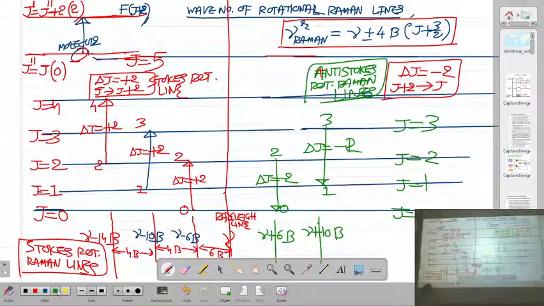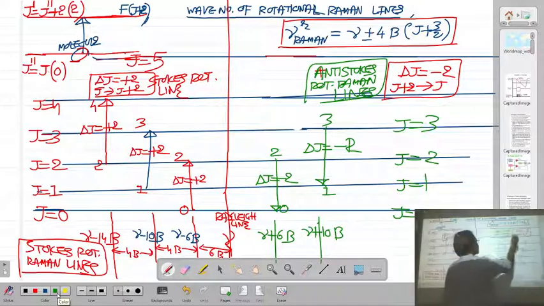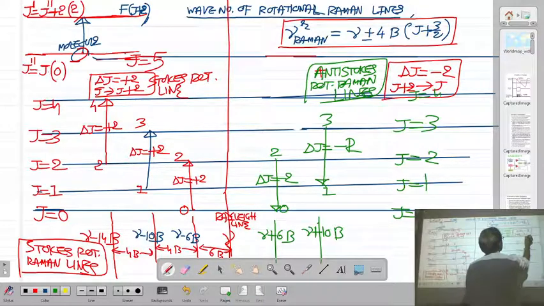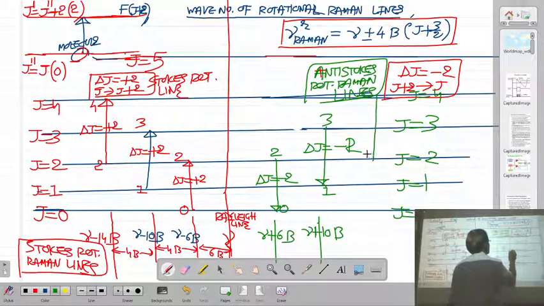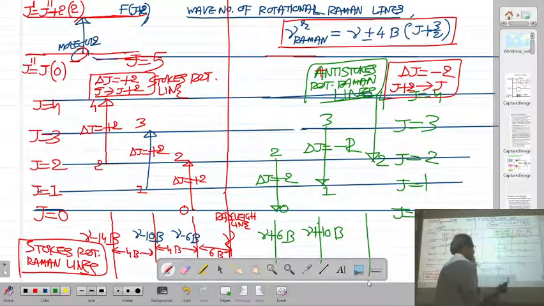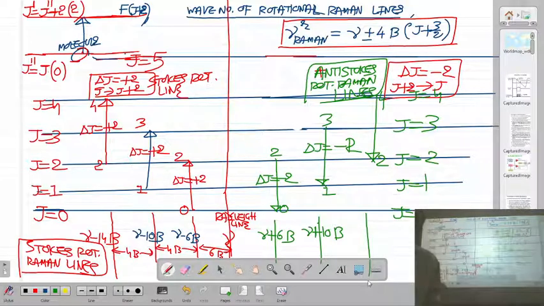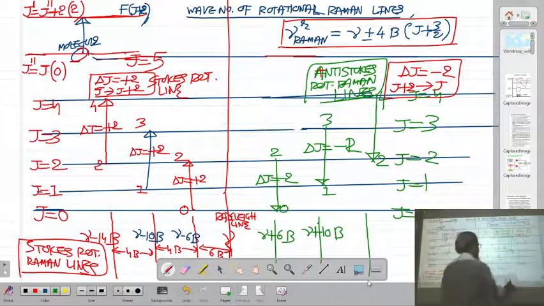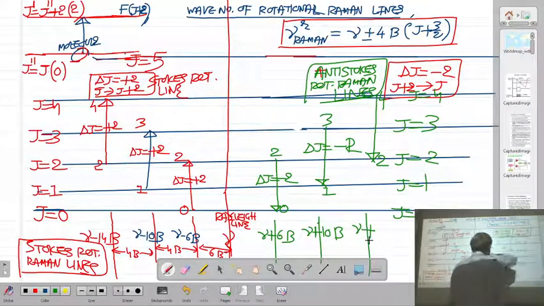And similarly, one more anti-Stokes rotational line from level 4 to 2. When the molecule makes a transition from level 4 to 2, I get the third anti-Stokes rotational line, whose wave number will be mu plus, if I put J equal to 2 here, mu plus 14b.